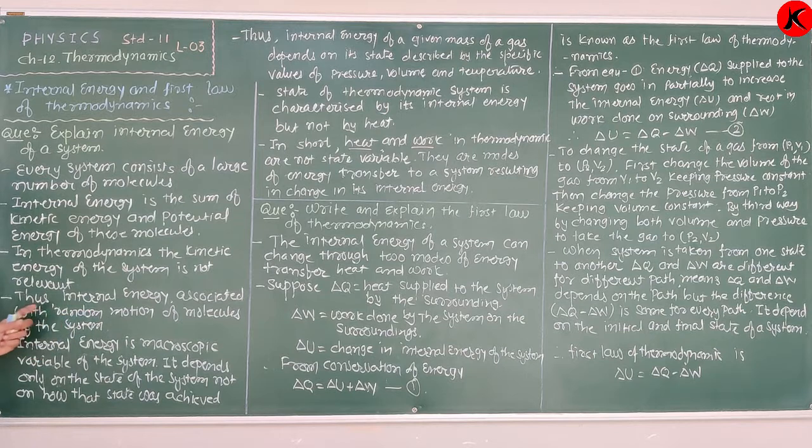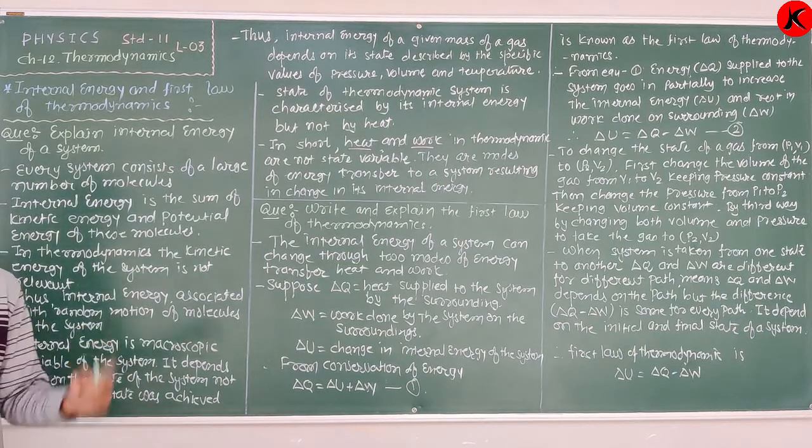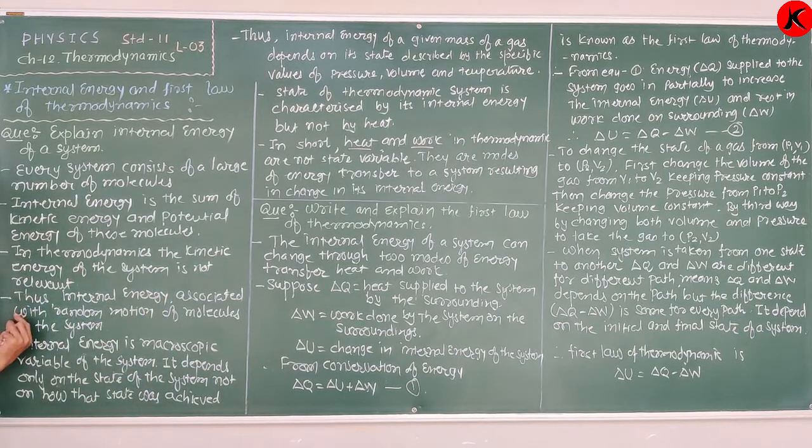Thus, internal energy is associated with the random motion of the molecules of the system. And internal energy is a macroscopic variable of the system. It depends only on the state of the system, not on how that state was achieved.